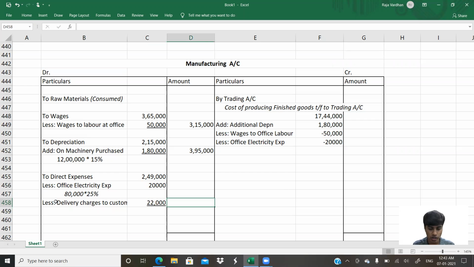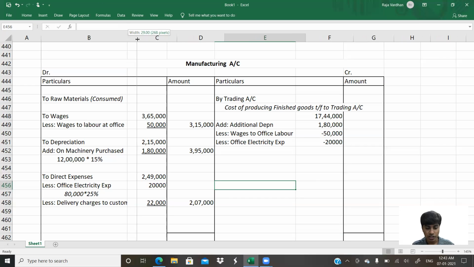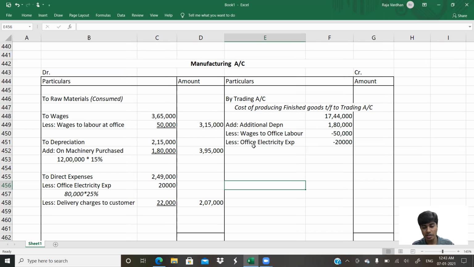Perfect. So I would do this subtraction. How much do I get? 2,49,000 minus 20,000 minus 22,000. 2,07,000 is the correct one. Further, we forgot to do this. Whenever delivery charges to customers is reduced from the direct expenses, the cost of production is reducing. When the cost of production reduces, what is happening? We would have to reduce it here.